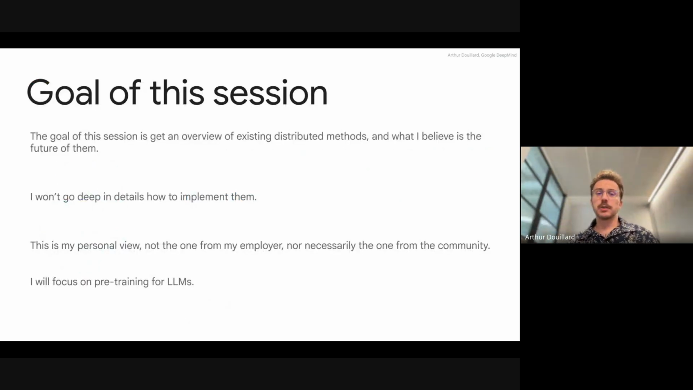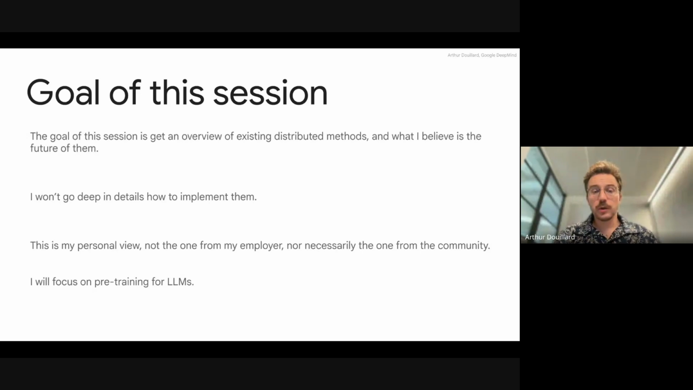The goal of this session is to give a quick overview of existing methods that everyone currently uses, even small labs. I'm also going to talk more about what I believe should be the future of those distributed learning methods. I'm not going to go too much into the detail. It's more to give an overview of what's existing and what I believe is the direction. That's my personal view. That's not the view of my employer, and that's probably not necessarily the consensus view of the community, both in AI and in distributed learning.